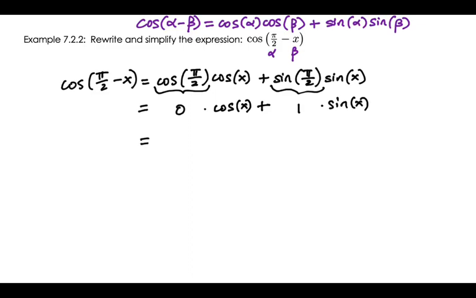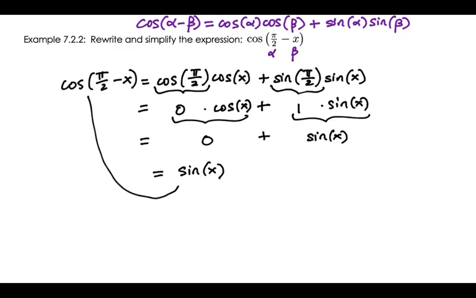Okay, so it tells us 0 times cosine x, 1 times sine x, and all of that boils down to sine x. All right, so we've simplified. It turns out that cosine pi over 2 minus x is the same thing as sine x. All right, so these addition and subtraction formulas can also help us simplify expressions that we might run across.